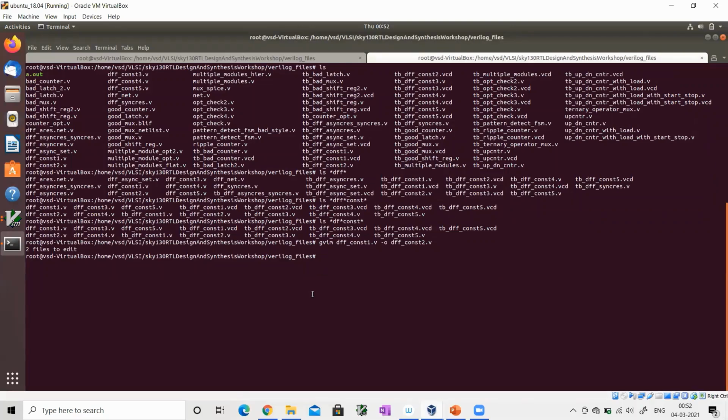As we have shown, the name with TB as prefix will be the associated test bench. So for dff const 1, tb underscore dff const 1 is the associated test bench. Okay, so let me generate the executable. The tool is iverilog dff underscore const 1 tb underscore dff underscore const 1 dot v. It's going to generate an executable file, dot slash a dot out. If you see, it's going to dump the VCD. So let's open the VCD in GTKWave.